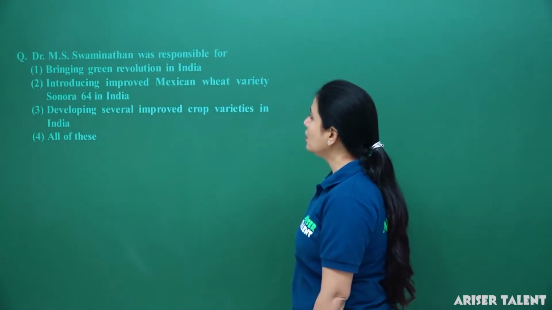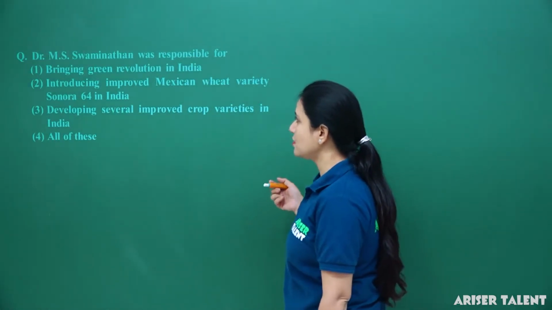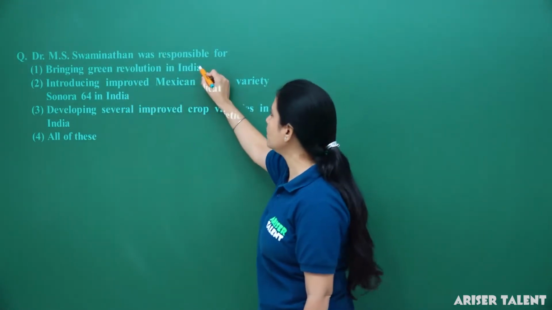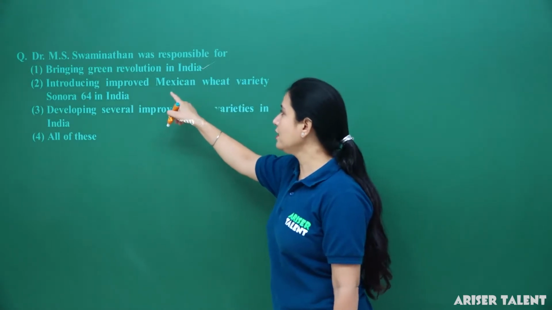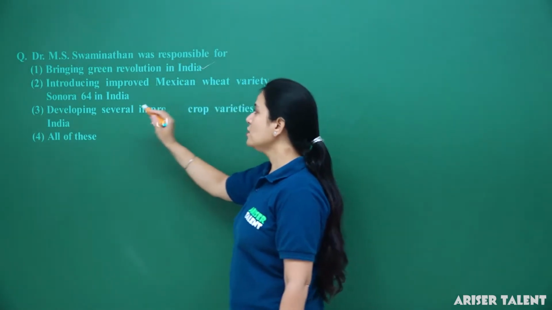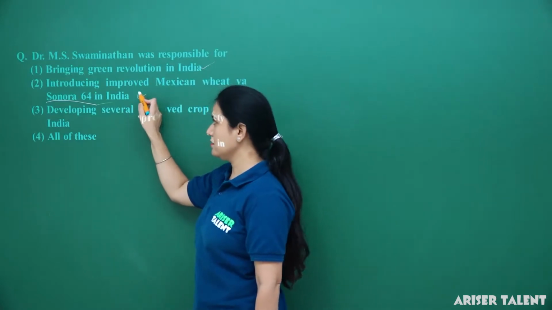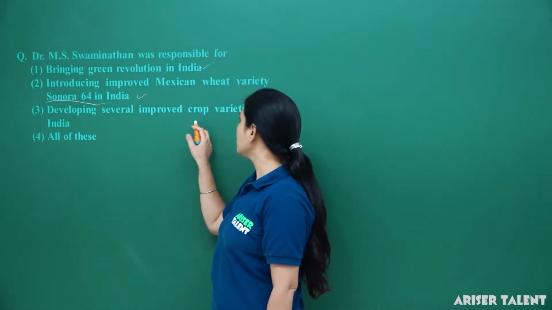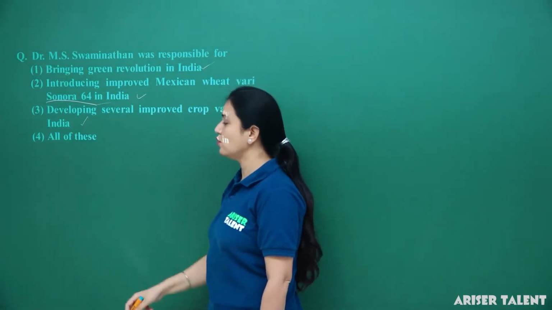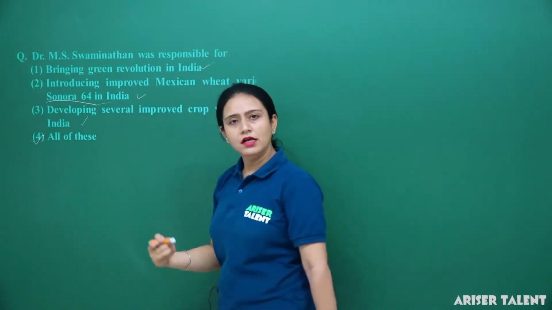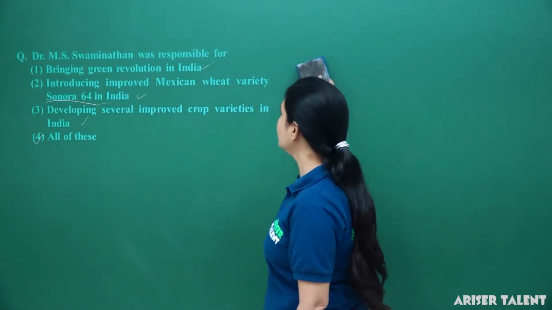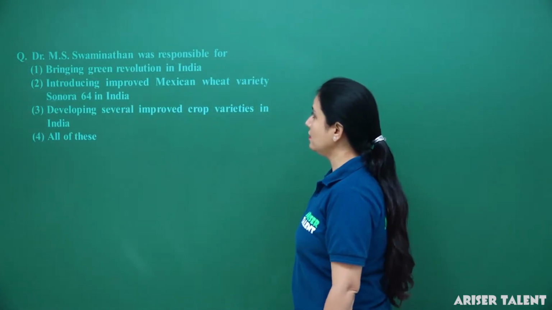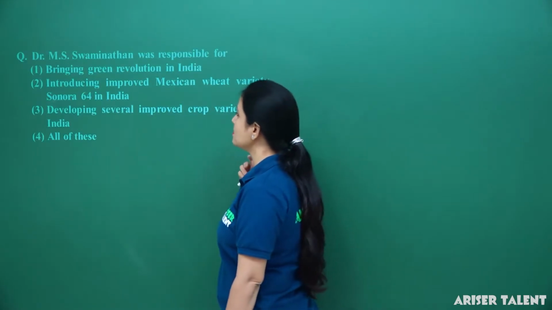Next is, Dr. M.S. Swaminathan was responsible for what? Bringing the green revolution in India. Yes, he was the person who brought the green revolution in India. Introducing the improved Mexican wheat variety Sonora 64 in India. Yes, he introduced Sonora 64 in India. Developing several improved crop varieties in India. Yes, he did so. So, option 4, all of these, is the correct answer, and this is an important question of NTSE. You must learn what M.S. Swaminathan is responsible for.